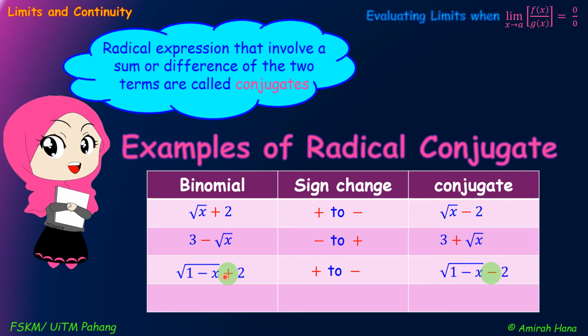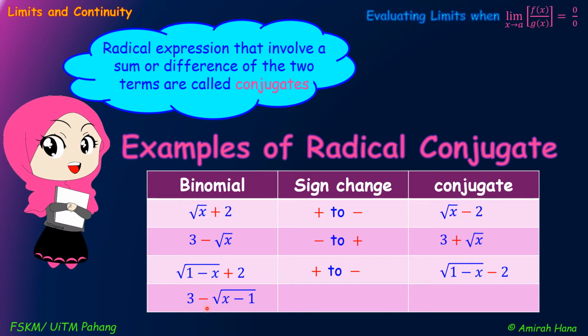Binomial means two terms. This is the first term and this is the second term. This is not two terms because this expression is inside the radical sign, which means it comes together. So we consider it one term. So we still use the same minus sign for the sign inside the radical symbol. And then look at another example.